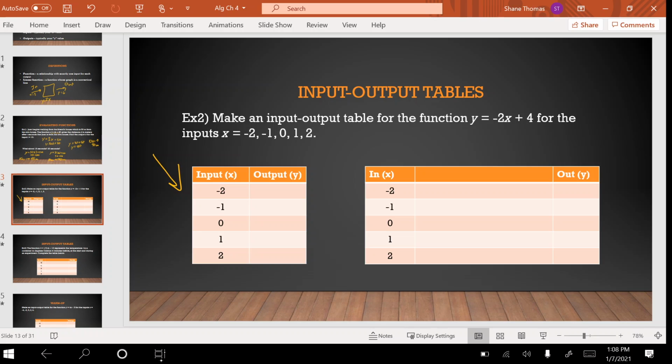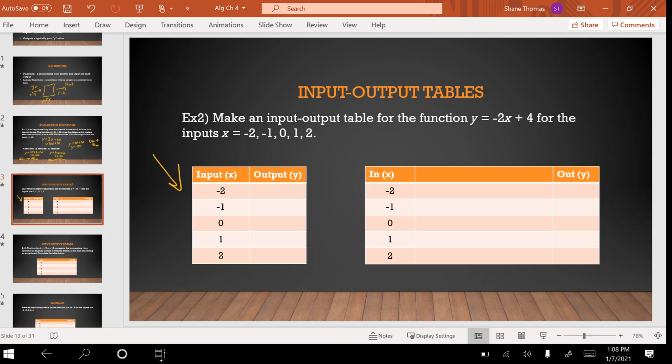I make it a little bit bigger. I like to put a second section or a third section in the middle. All right, so we have a function y equals negative 2x plus 4, and we're going to have the inputs of negative 2, negative 1, 0, 1, and 2. So we want to find out what value we get as an output for each one of these inputs. Okay? Now the reason I don't like this chart on the left is because there's nowhere to put your work. All right, I like to put this one here so you can put your work.